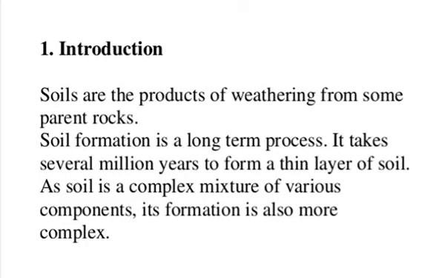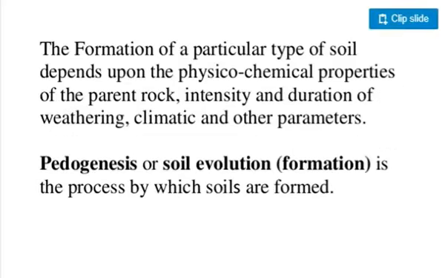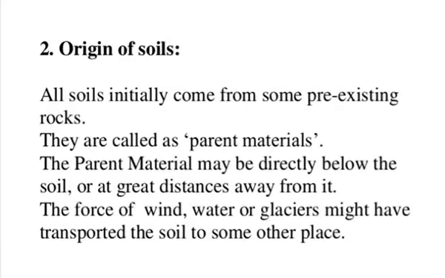The formation of a particular type of soil depends on the physico-chemical properties of the rock, that is pedogenesis or soil evolution. Formation is the process by which soils are formed by weathering, that is disintegration and decomposition of rocks. Then origin of soil. All soils initially come from pre-existing rocks, that is called the parent material, and rocks are made up of an aggregation of one or more minerals.